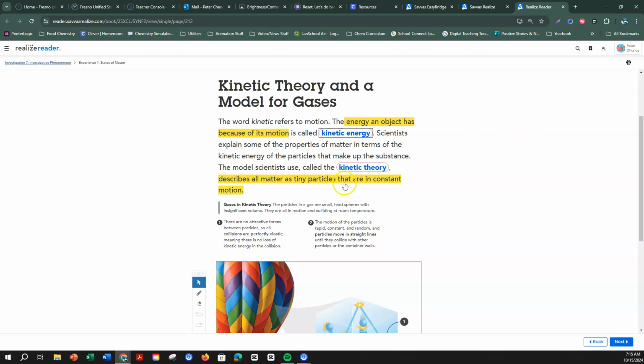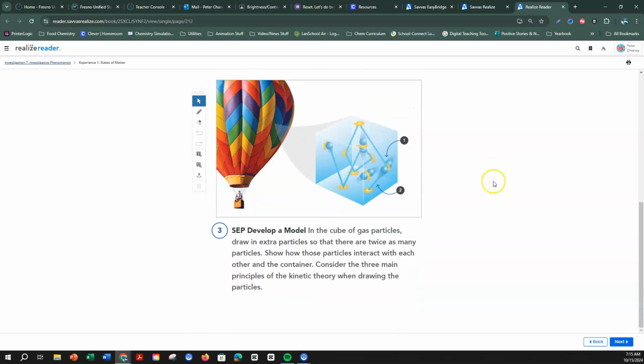So the two words on this page: kinetic energy, kinetic theory. We've known about kinetic energy before. That's not new to us. Kinetic theory describes all matter as tiny particles that are in constant motion. Okay, moving on to the next page.